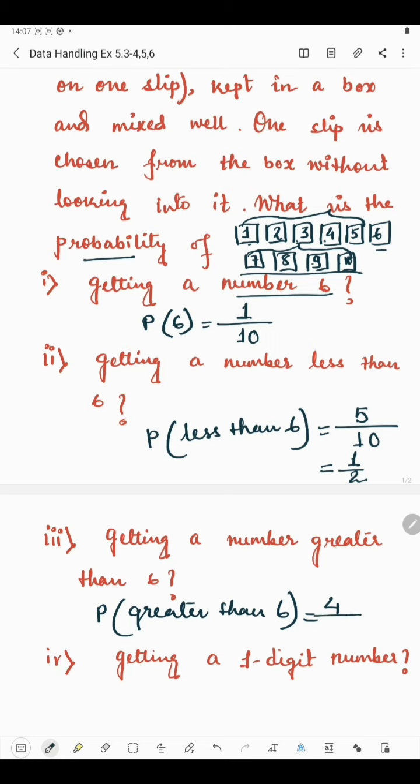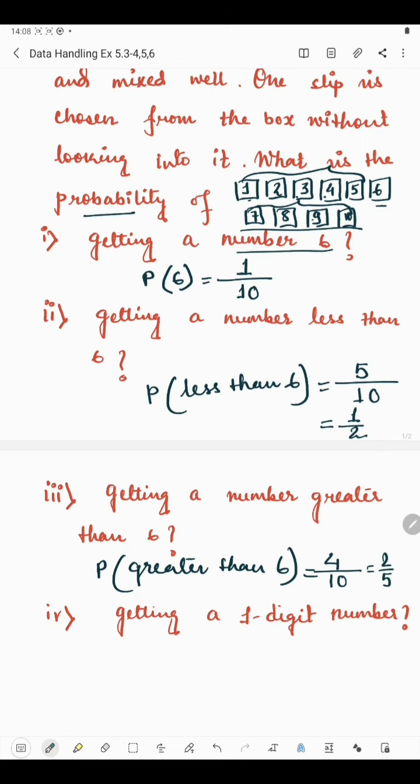Now in the denominator we'll write the total possible outcome. Total possible outcome means how many slips are there. Here we have 10 slips in all. So the probability of getting a number greater than 6 will be 4 by 10. Now 4 by 10 can be reduced further because 4 and 10 both come under 2's table. 2 2's are 4, 2 5's are 10. So the probability of getting a number greater than 6 will be 2 by 5.